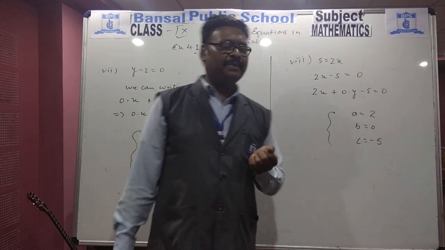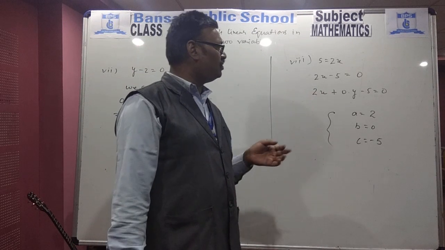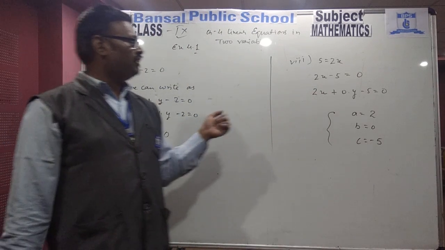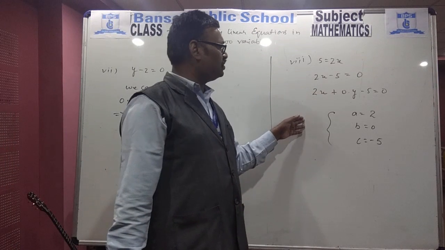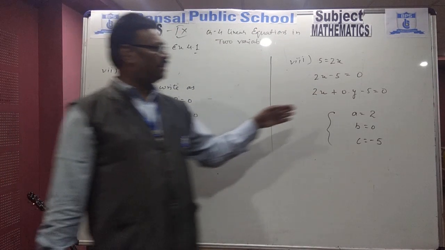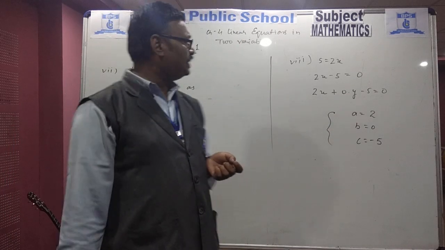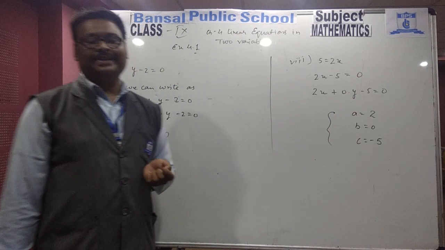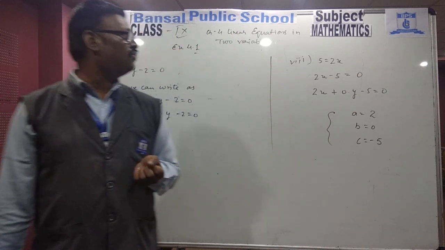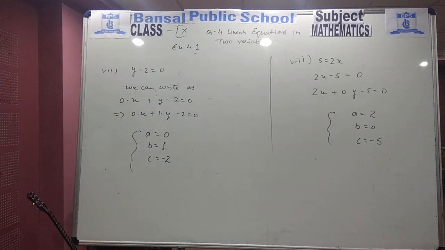Then I will compare with x, it is 2, so a is equal to 2. y was not here, so I have put 0 into y, so the value of b becomes 0. And what about c? I compare it, c is equal to minus 5. I hope these things are very much easy and clear to you. Next, we will go for another exercise in the next class.